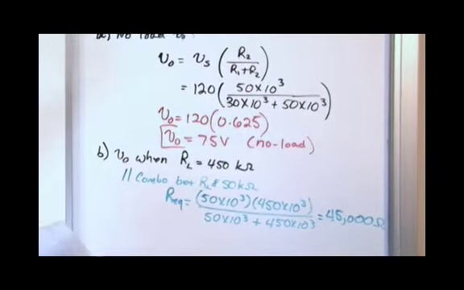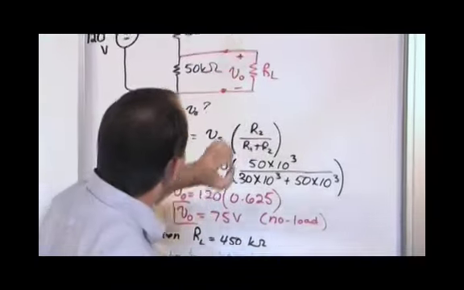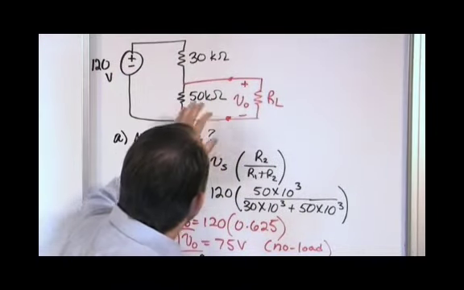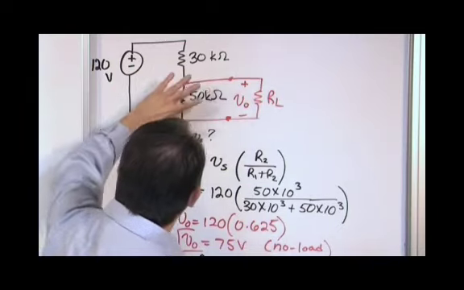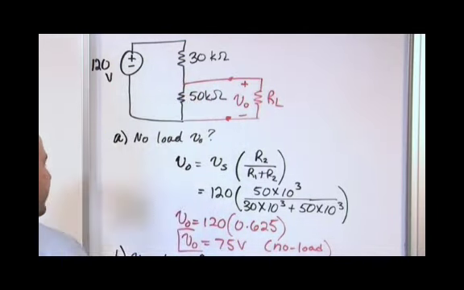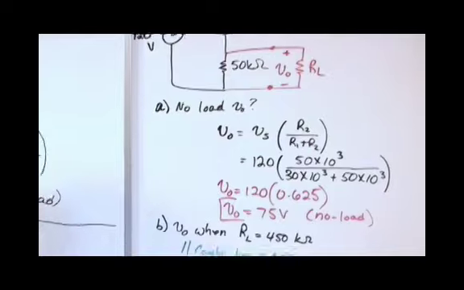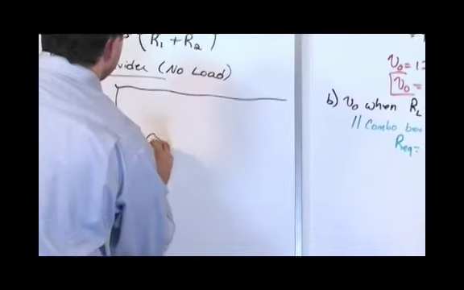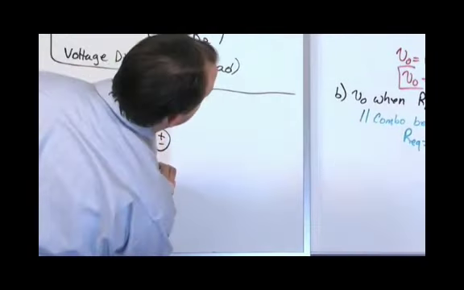So notice what happened is, we hook the load up. And because we hook the load up, when you now look at the circuit again, you don't see this. You see another resistor down here that's not 50, but it's actually 45 kilo ohms. So let me kind of redraw. I don't have enough room there. Let me redraw the circuit here. So we have 120.